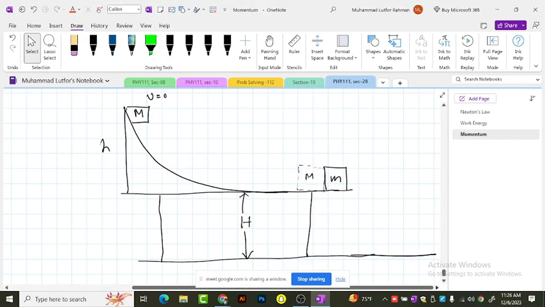This is the bigger mass, and there is a condition given: this smaller mass is half of this bigger mass.